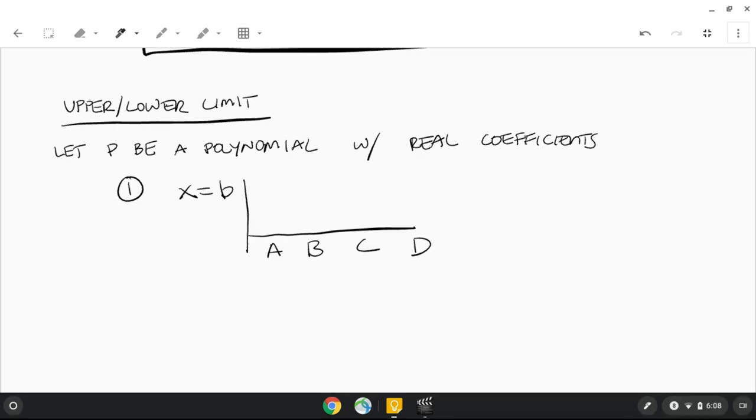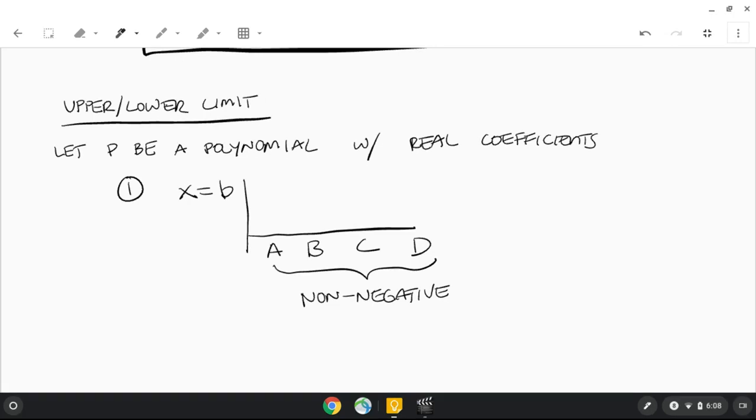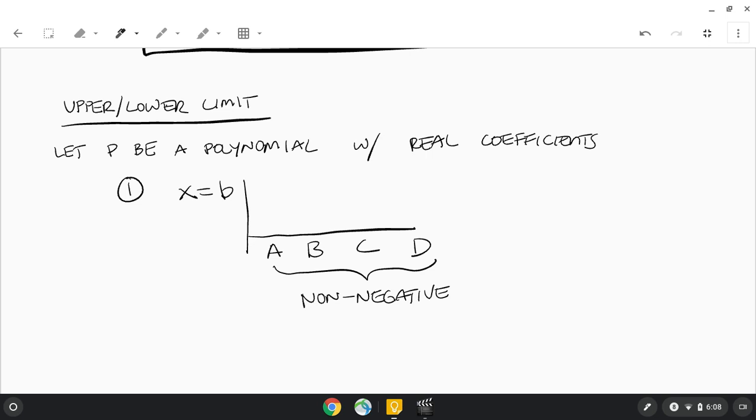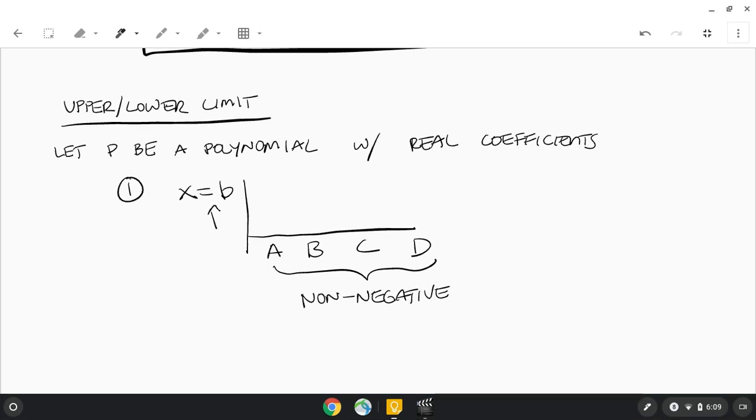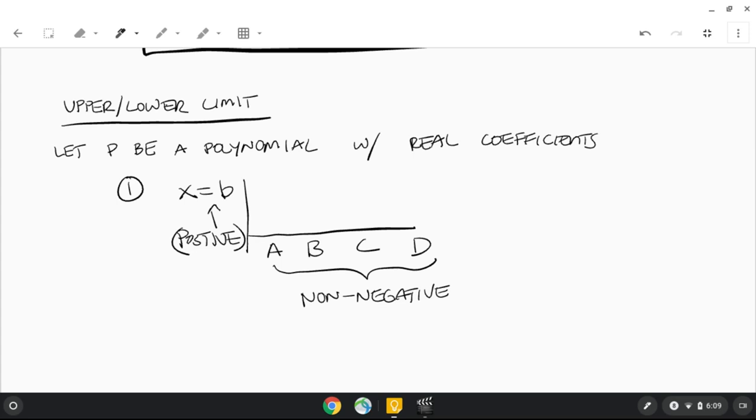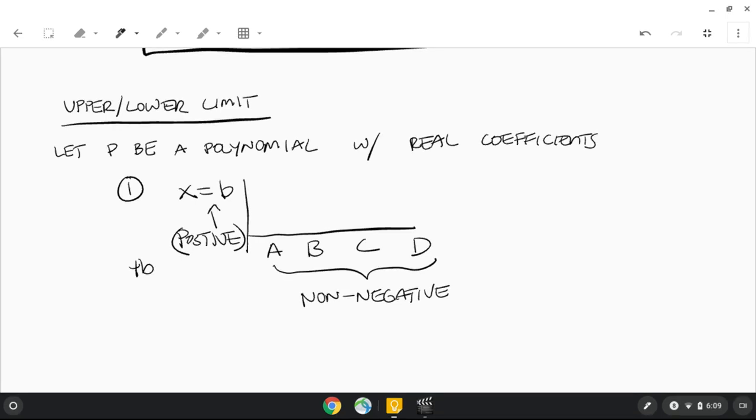So it turns out that if all of these numbers are non-negative, do I mean positive? Yes, I mean positive. Okay, so if these numbers here turn out to be all positive, then this here, okay, if this is positive, this positive B value is an upper bound.